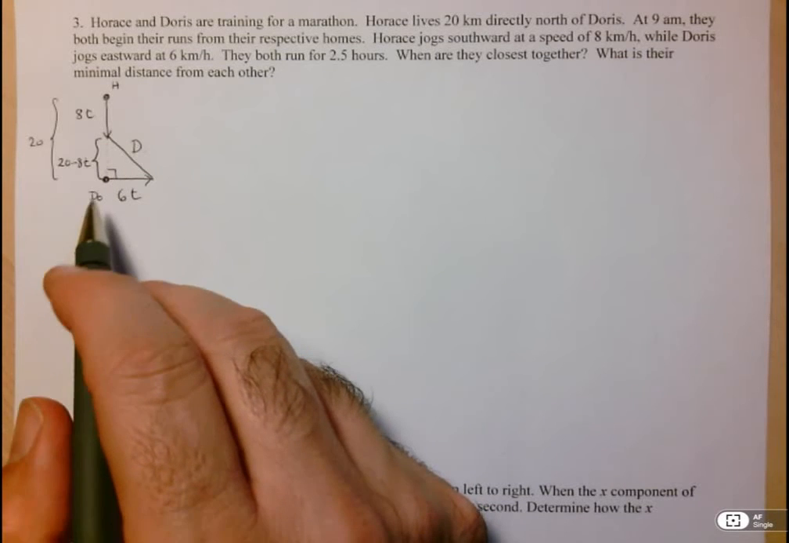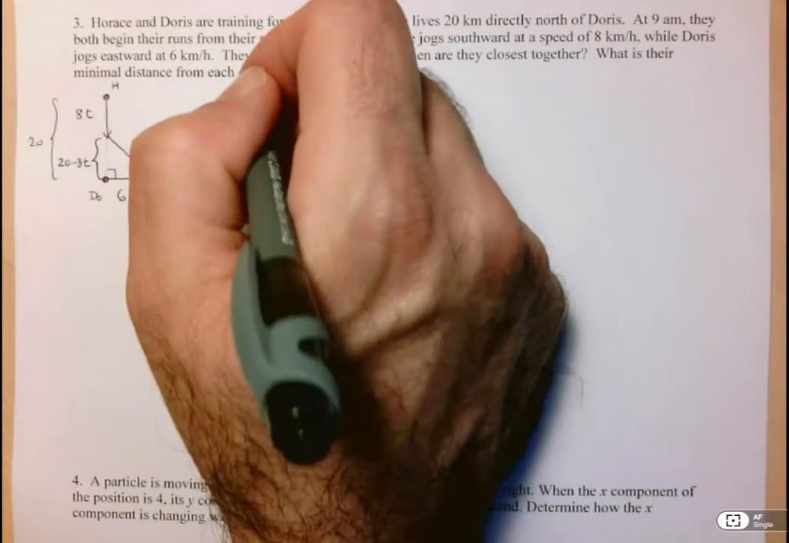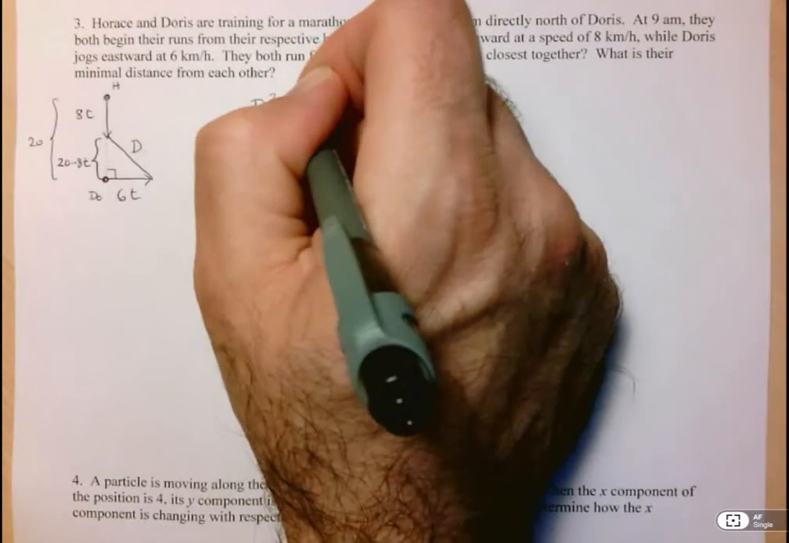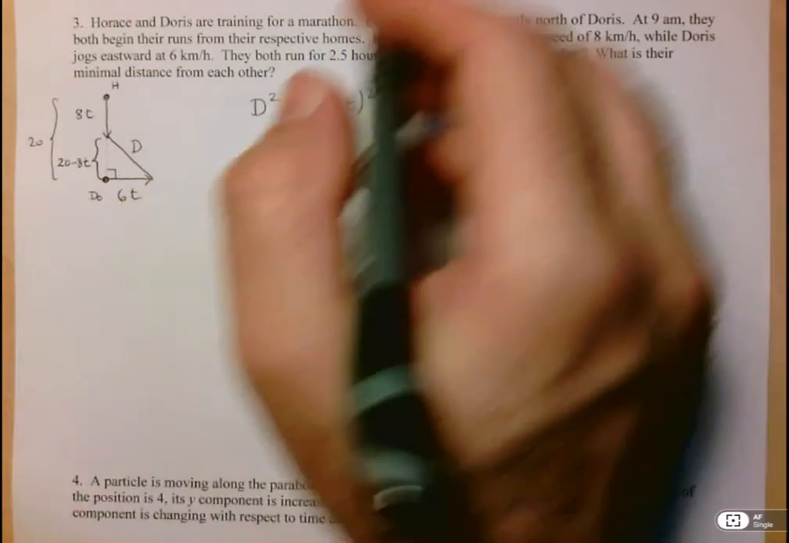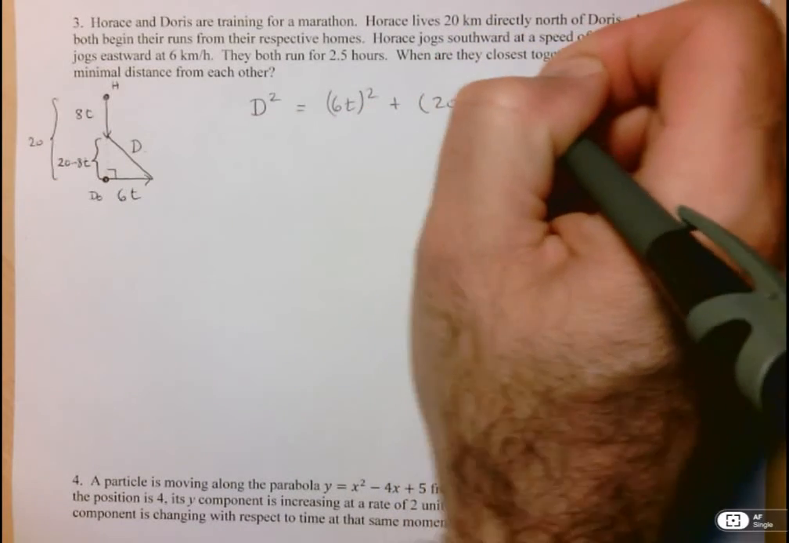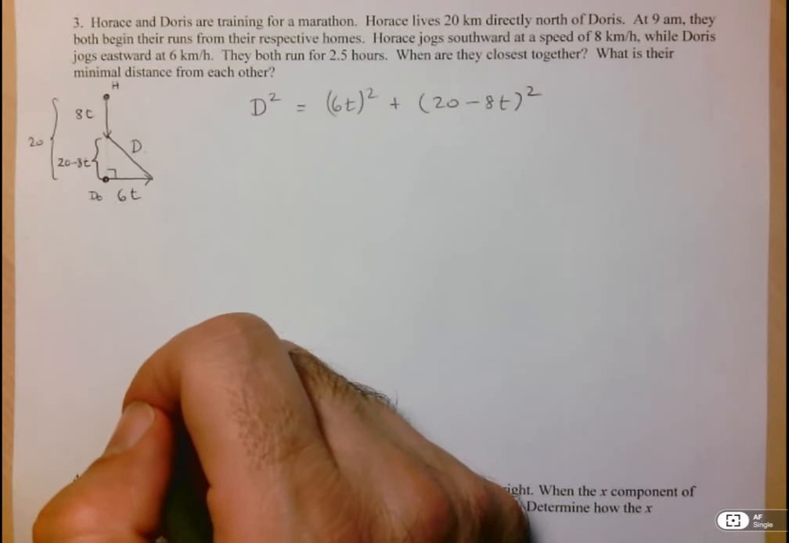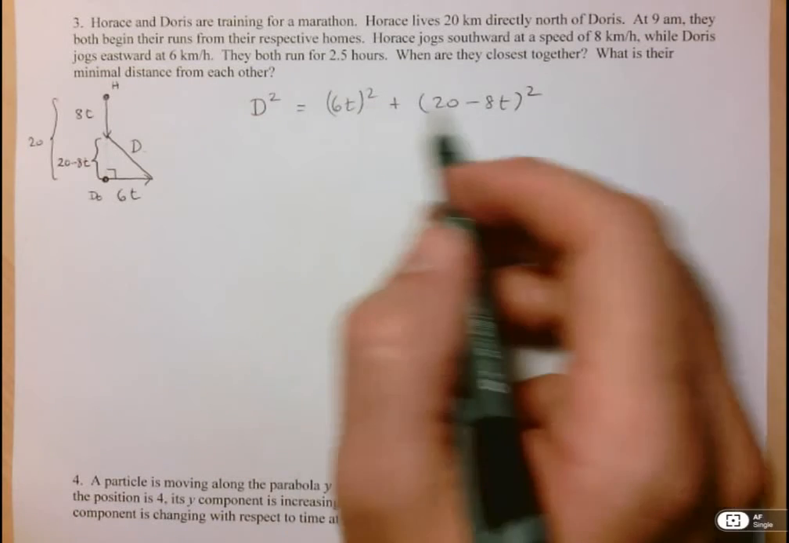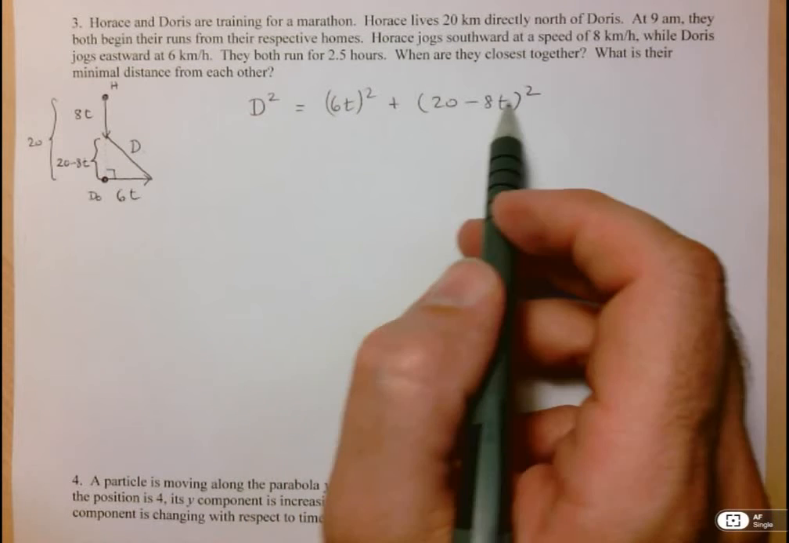Okay, so I'm actually going to avoid using square root here because I think I can just use implicit differentiation. So I'll write it out as D squared equal to (6t) squared, okay, which is this side of the triangle plus that side of the triangle squared. So (20 minus 8t) squared. Okay, and now what we want to do is take the derivative of both sides of the equation. Okay, so I can, I suppose, multiply all this out, or I can again just use the chain rule. So I think I can avoid actually multiplying all this out.